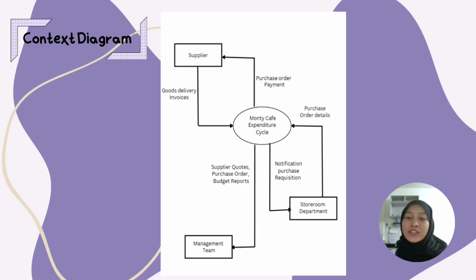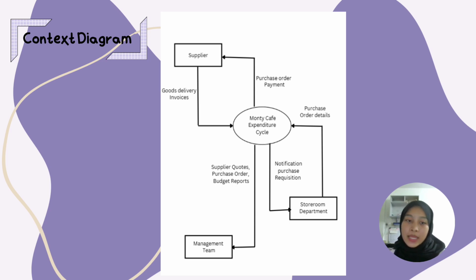This slide shows the context diagram of our cycle. At the center of the diagram is the Monty Cafe expenditure cycle, which coordinates all activities and interactions. The first entity is the storeroom department. This entity sends purchase requisition notifications to the expenditure cycle whenever items are needed. This triggers the procurement process to ensure the inventory levels are maintained efficiently. Once the requisition is received, the purchase order details are generated and communicated back to the storeroom.